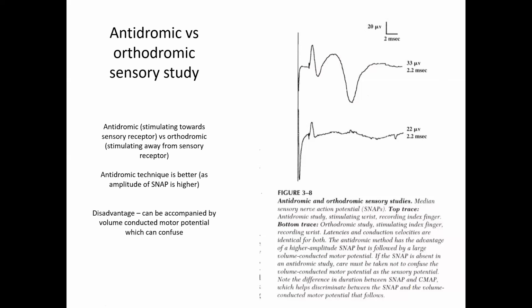If the SNAP is absent in the antidromic study, care must be taken not to confuse the volume conducted motor potential for a SNAP potential. Note the difference in duration between the SNAP and CMAP. It helps. If you see multiple reports, you get to understand which is the SNAP and which is the CMAP. Duration can help differentiate between them. The SNAP is also sometimes triphasic; CMAP is never triphasic. So the duration helps differentiate between the SNAP and the volume conducted motor action potential.